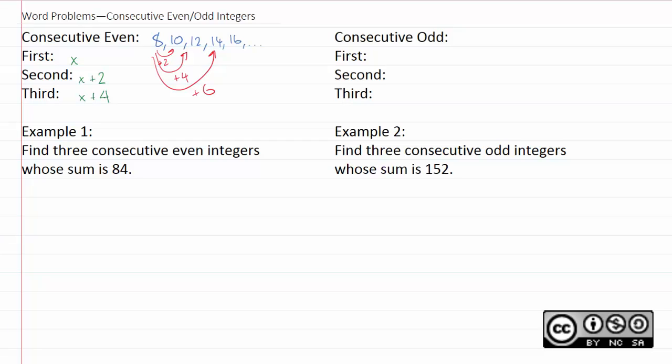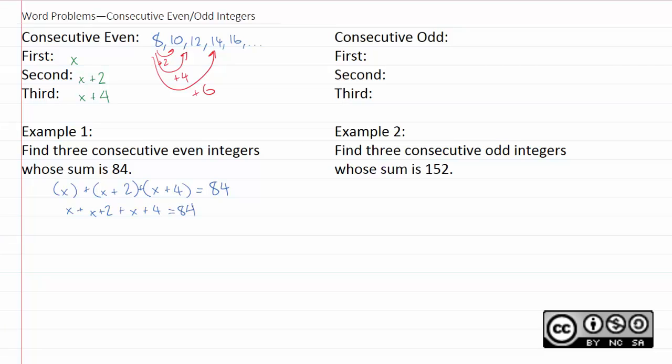So if we look at example 1 here, they ask us to find 3 consecutive integers whose sum is 84. Well, this is the exact same idea as the previous video, except instead of 1 and 2, we have 2 and 4. And this is going to add up to 84. Again, we don't really need the parentheses. We can drop them. So we'll have x plus 2 plus x plus 4 equals 84.